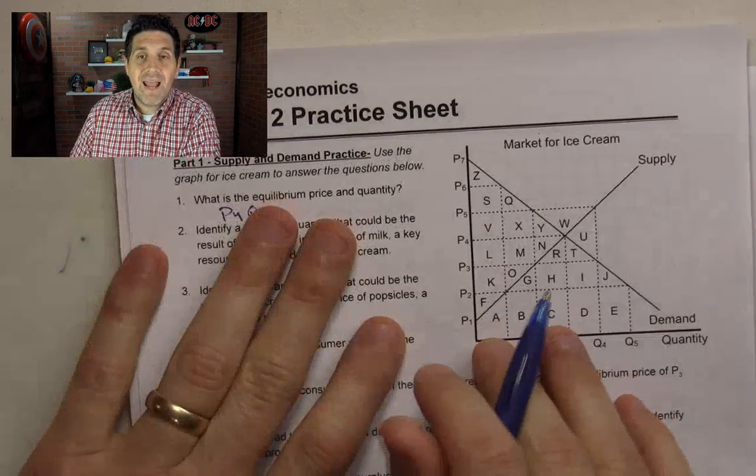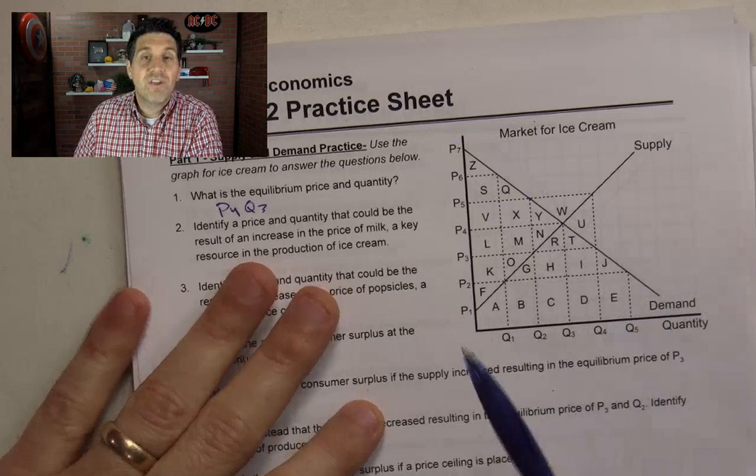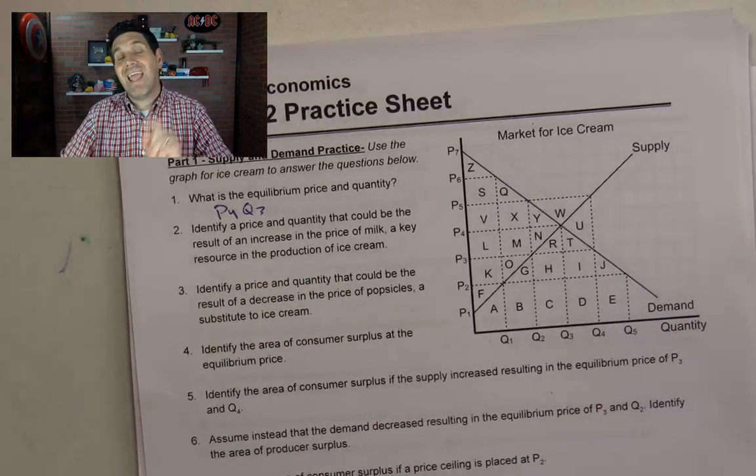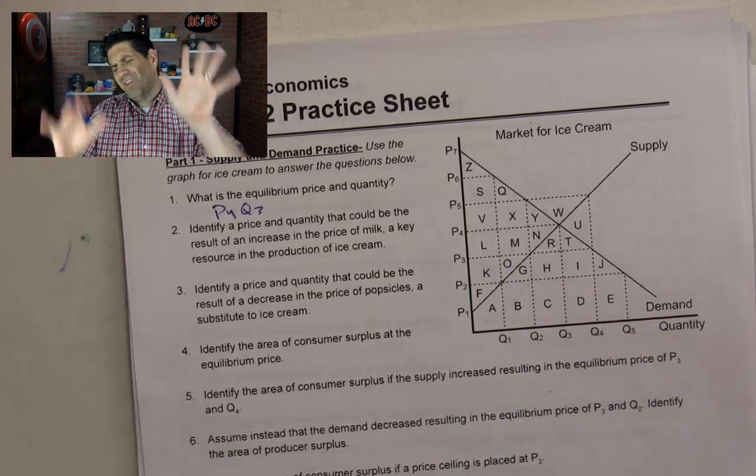Before I even jump into that, I should point out, you do also know the idea of the law of demand. It creates a demand curve. There's an inverse relationship between price and quantity. When the price goes up, people buy less. Price goes down, people buy more. You know that, you got it.